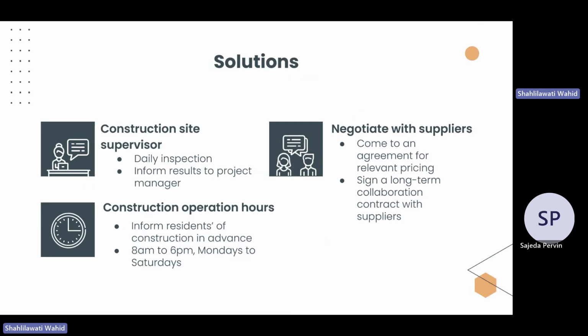And these are the solutions that will help tackle the problems discussed previously. In order to overcome administration errors, we hired 5 construction site supervisors to conduct daily inspection of the construction site and make sure they inform the results to our project manager in order for him to keep track of the whole process. And if there is any unpredicted matter, our project manager will be sure to resolve it.